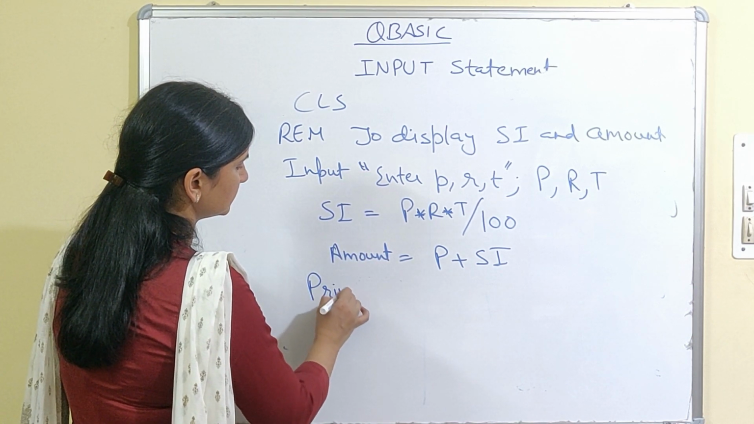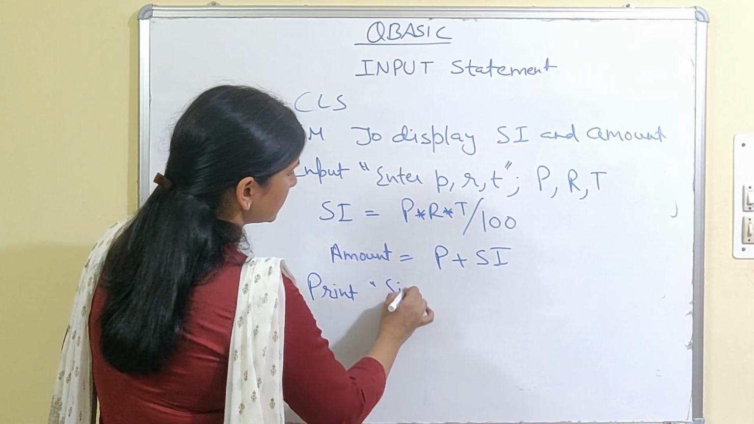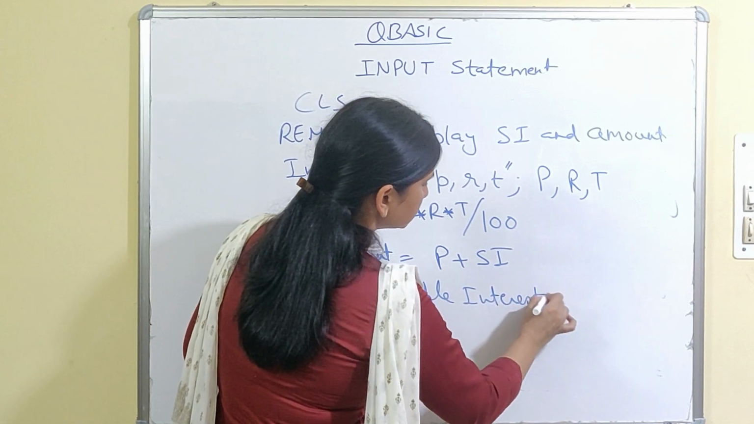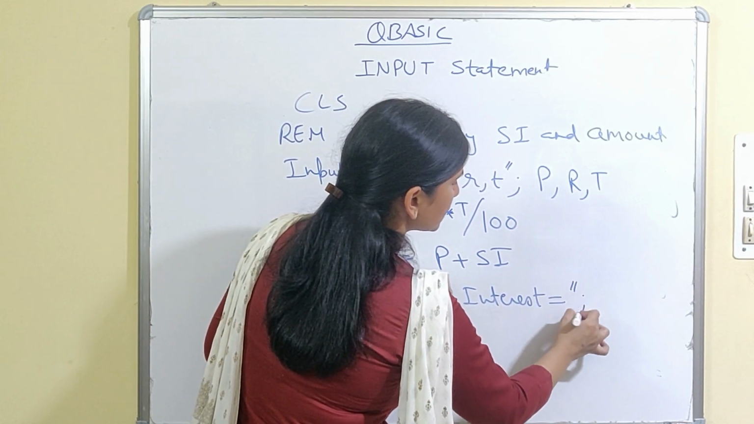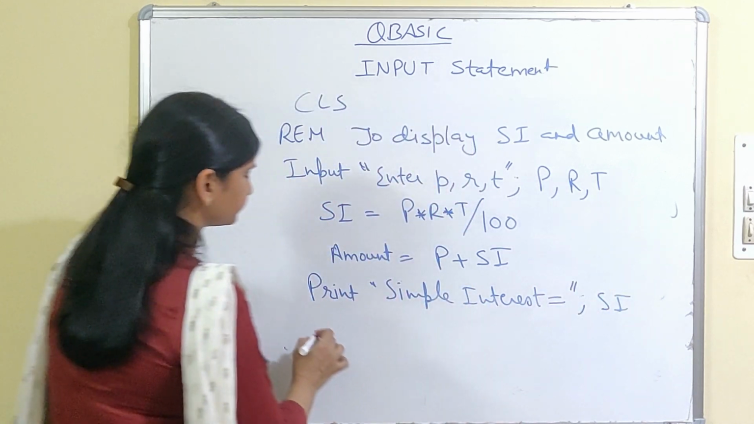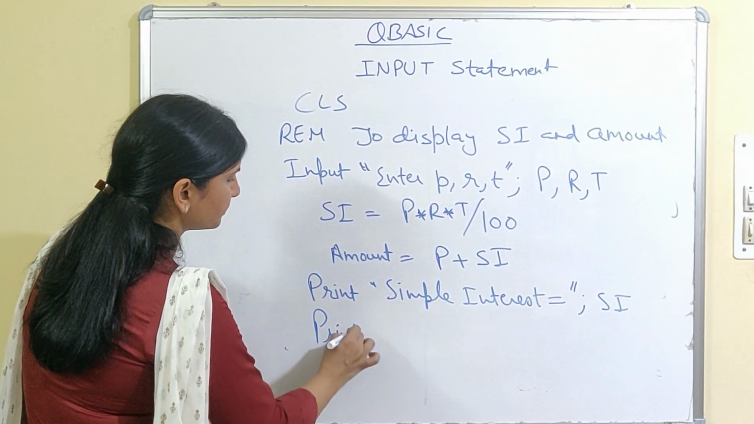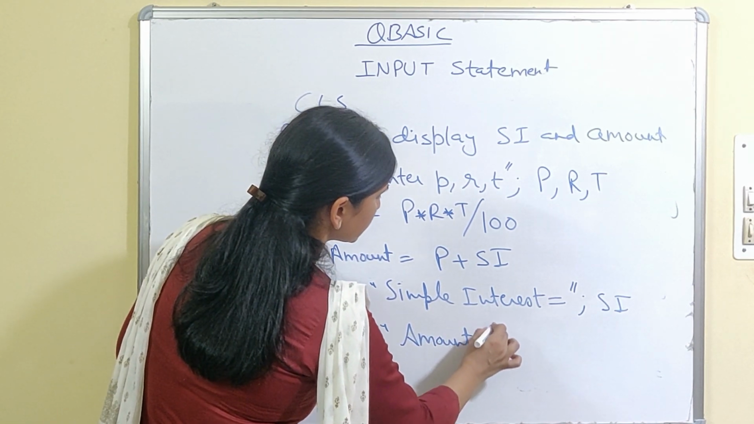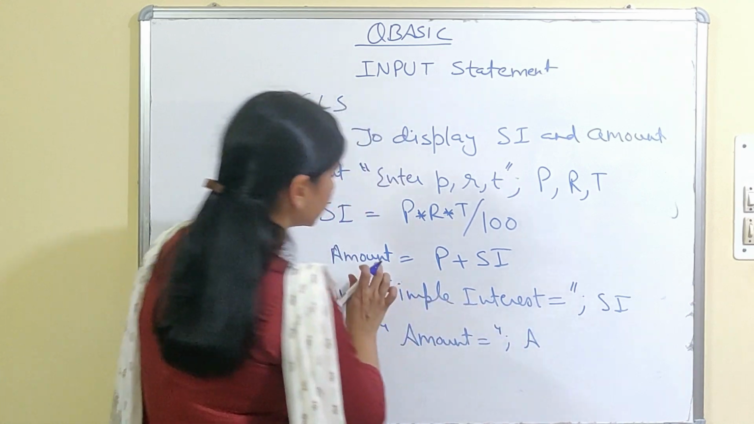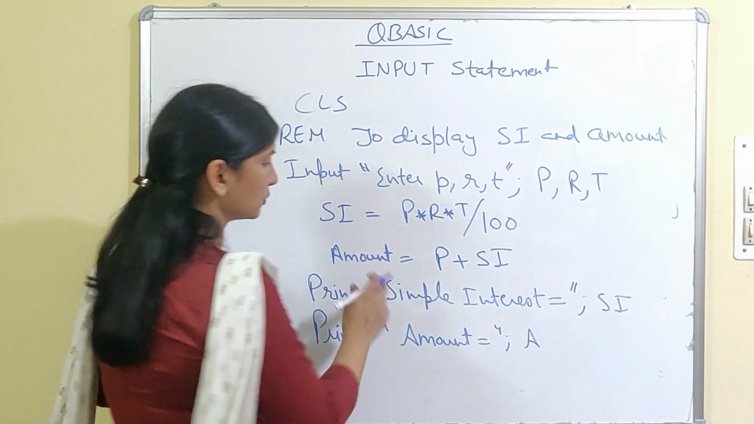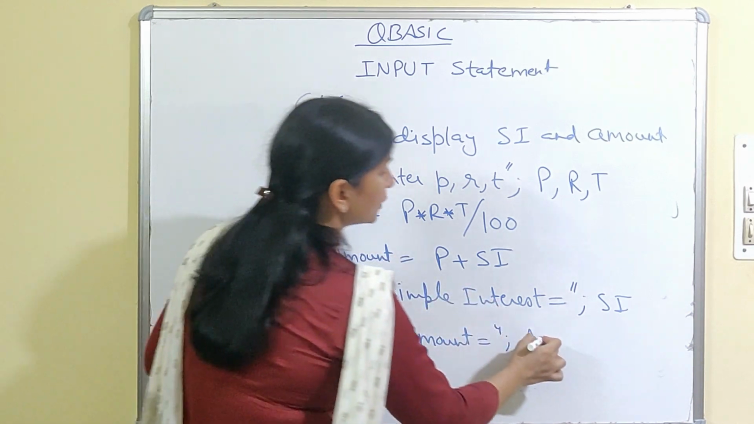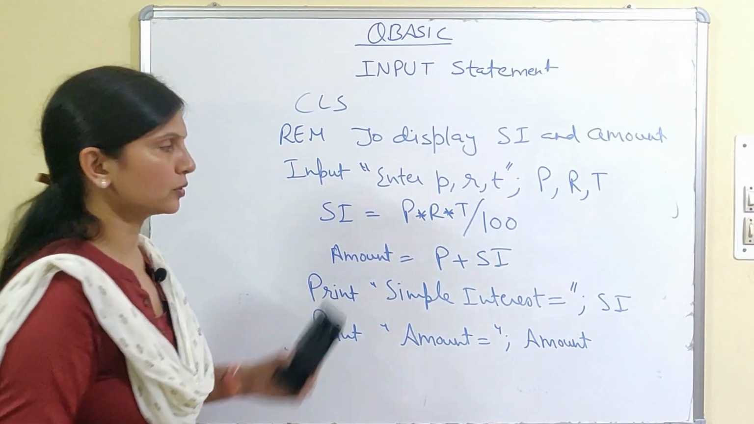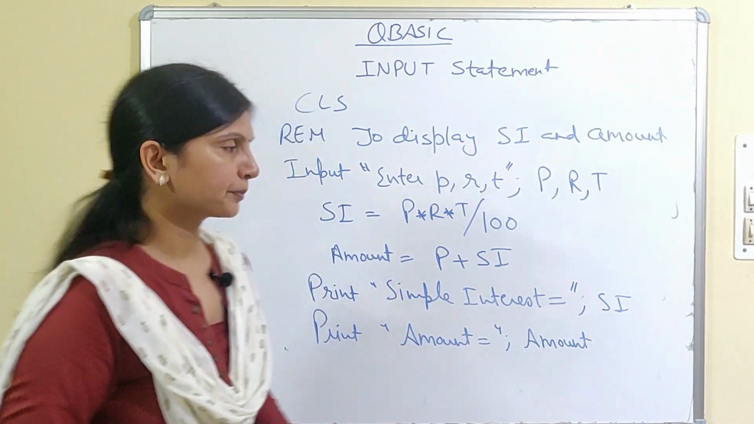Print "simple interest equals to", double quote close, SI. Print amount equals to, we have taken the variable amount. You can take A also, but if you have already taken amount, then you need to write the complete amount. This and this should be same because you are printing this, isn't it?